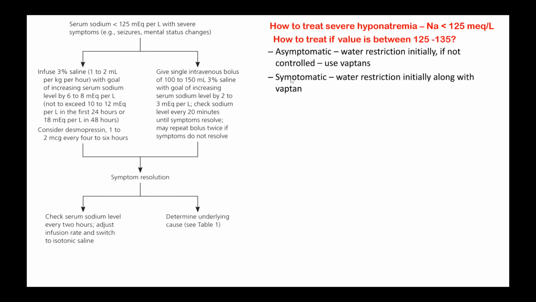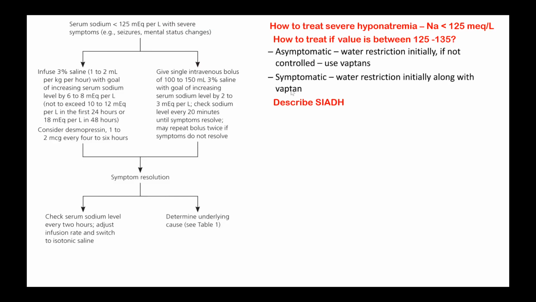to correct that. And how to treat the value between 125 and 135. If the patient is asymptomatic, water restriction, controlled use of Vaptan, systemic water restriction only, initially along with Vaptan.